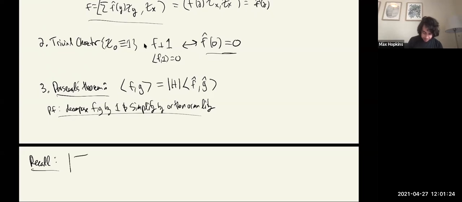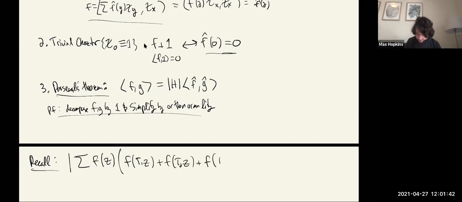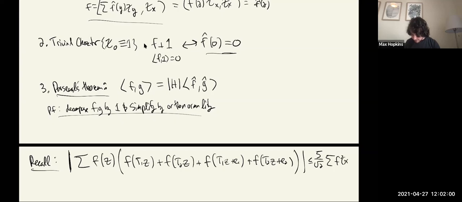We wanted to prove the following bound, right? We wanted to bound the sum. This sum is always over Zn squared. The sum of F(z) times its affine shifts, right? F(T1 z, T2 z), F(T1 z plus E1, T2 z plus E2). And we wanted to prove this was less than or equal to, I think, 5 over root 2 times the sum of f squared of x.